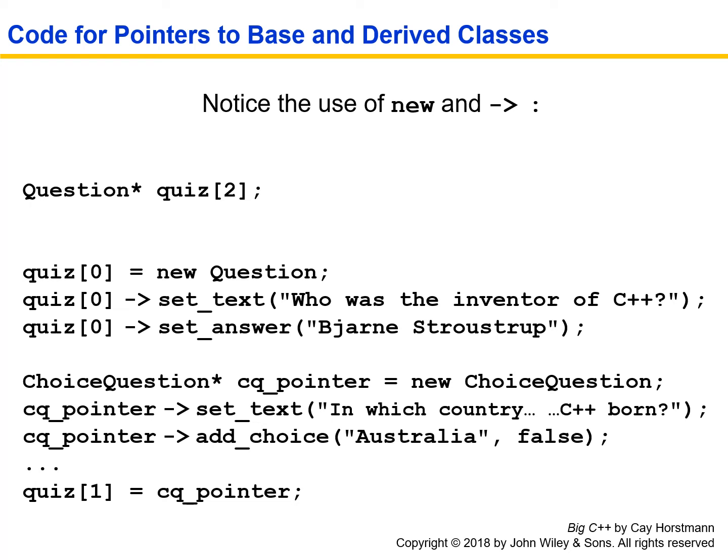Quiz at 0 is new question. Notice that we have to use the new operator because otherwise the pointer isn't pointing to anything. Quiz at 0, arrow set text. Quiz at 0, arrow set answer.